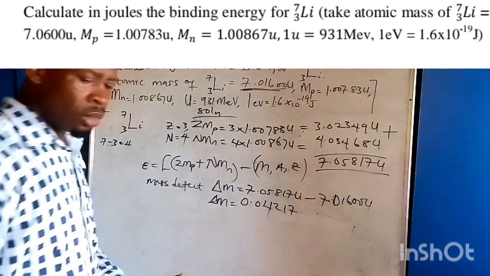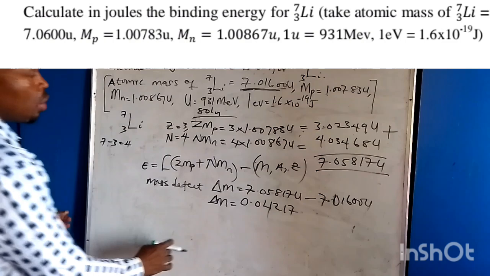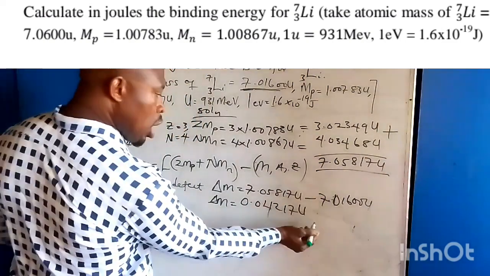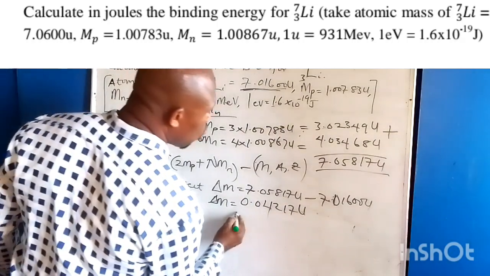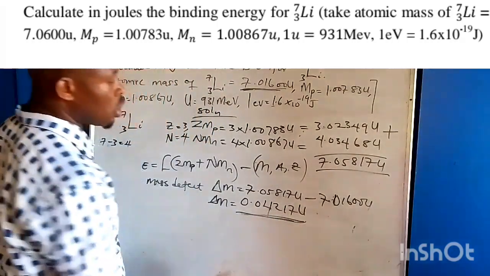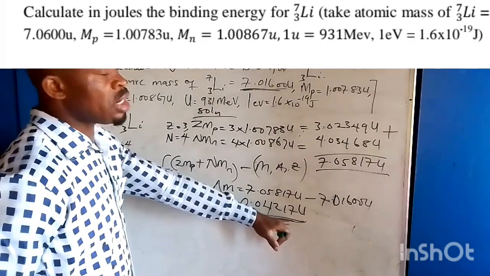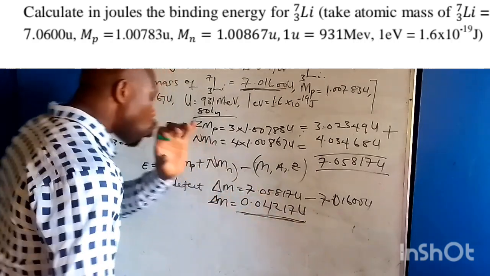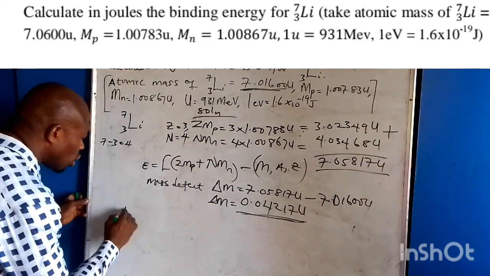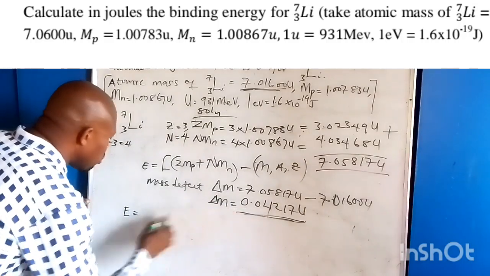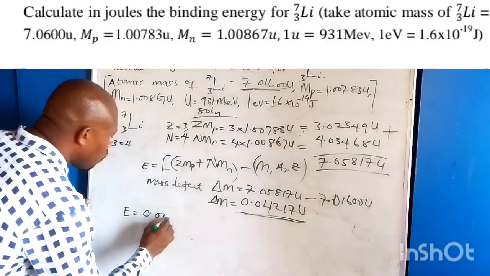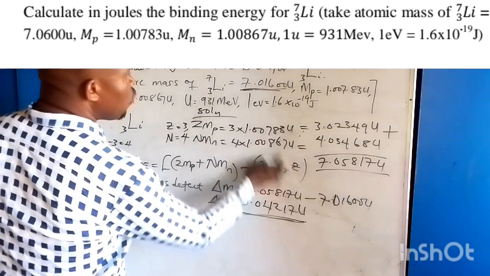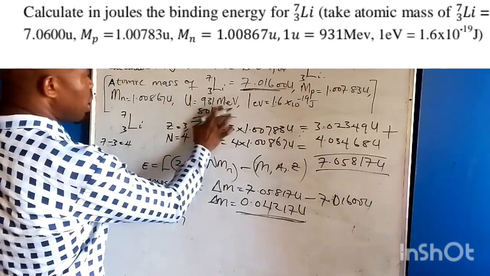0.04217. Now at this point, there is a U here, so this is the mass defect. Be careful. In questions, if it's objective, they may stop here. But if they did not stop here, put in the value of U. When we put in the value of U, that will give us our binding energy, which is the mass defect times 0.04217. Now we put the value of U.